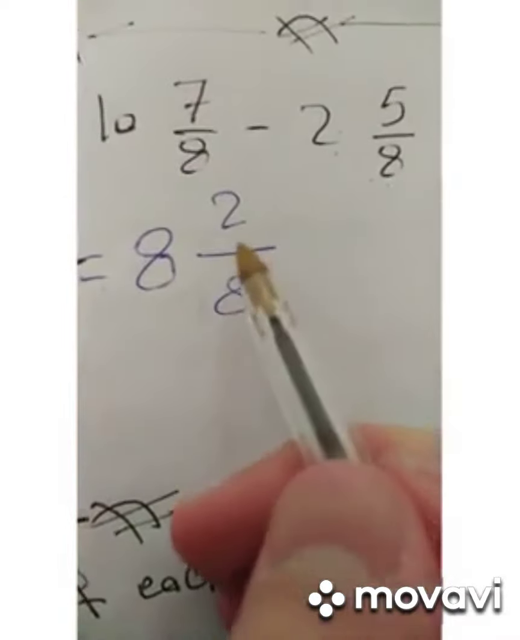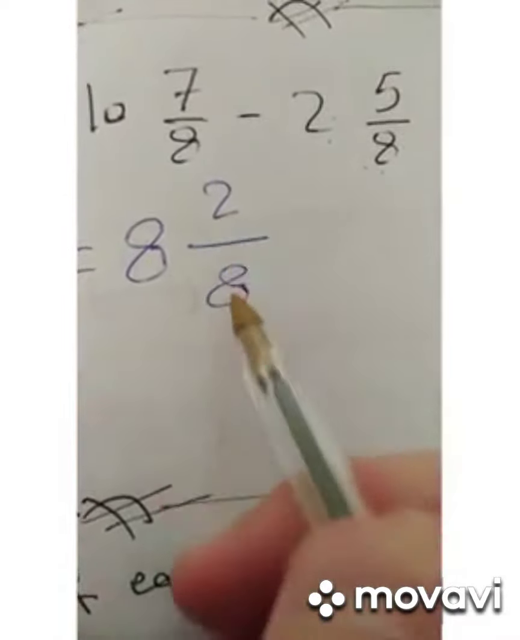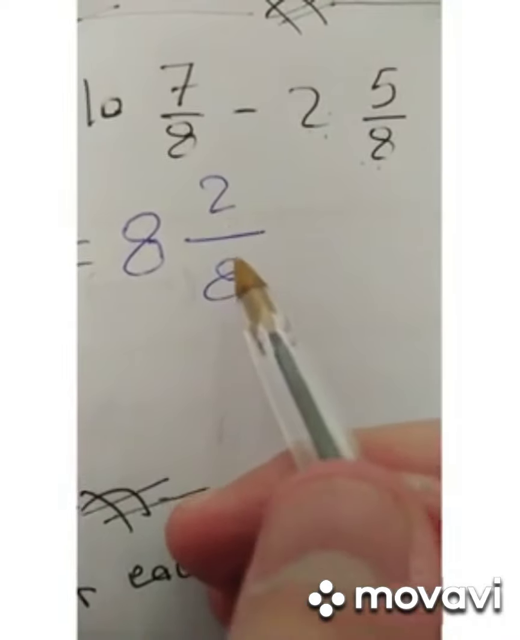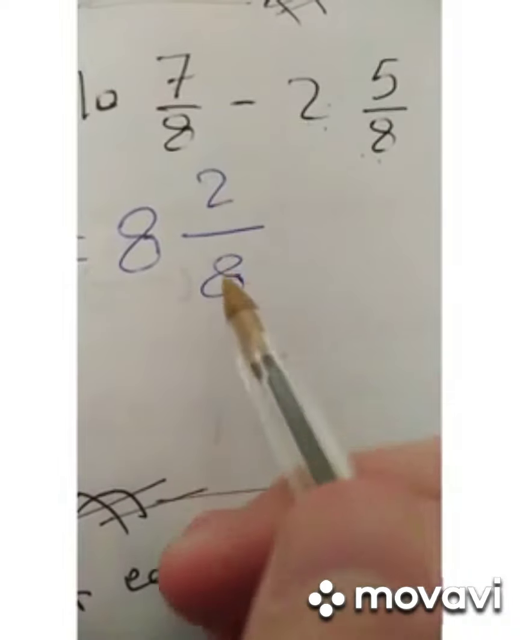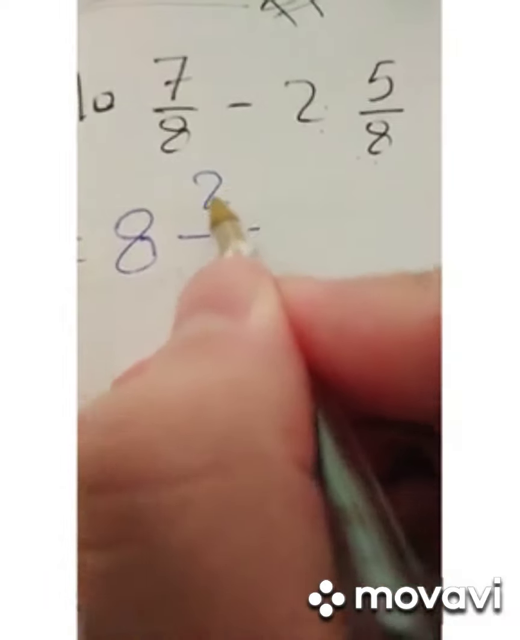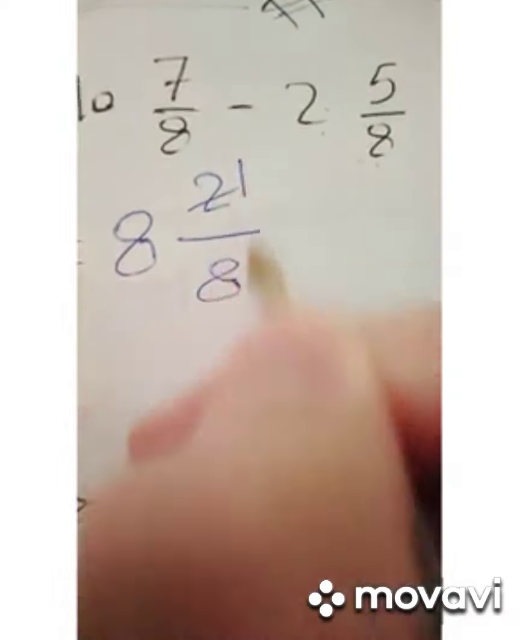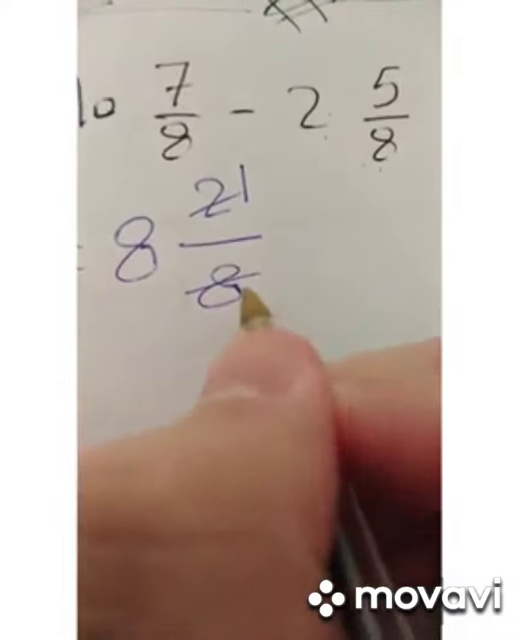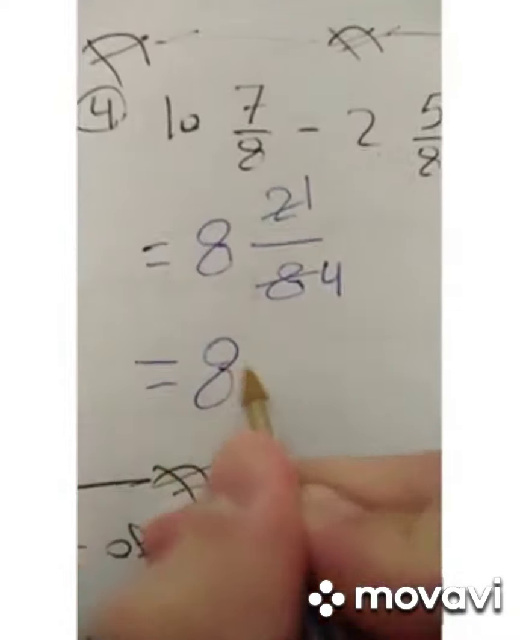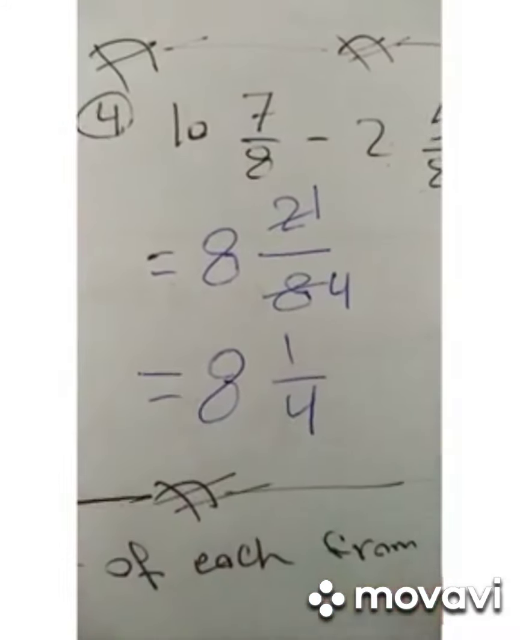Look at the fraction now. 2/8, is it in simplest form? No, it is not in simplest form. Why? Because the GCF of 2 and 8 is 2. So we have to divide up and down over the GCF. 2 over 2 equals 1, and 8 over 2 equals 4. So our new mixed number now is what? 8 and 1/4 in simplest form.